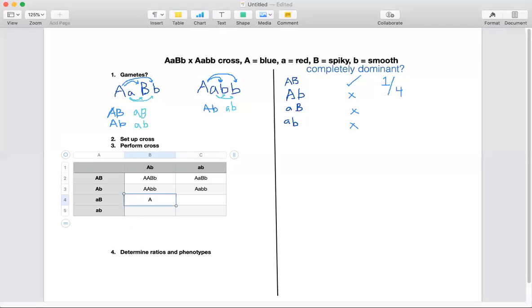Why is this not letting me do it? I'm just going to fill this out.